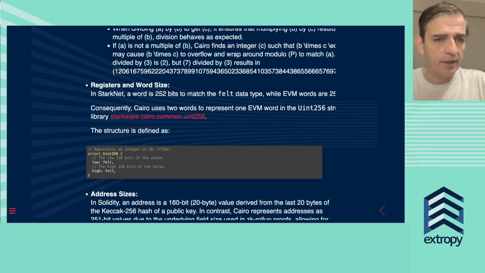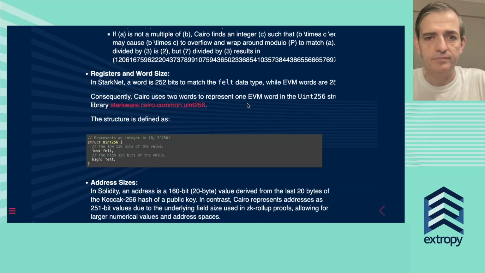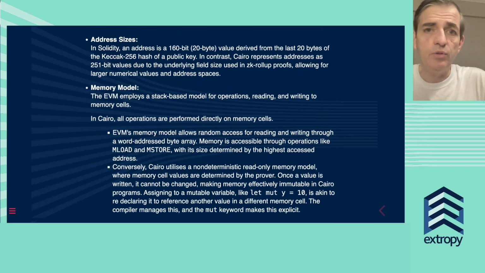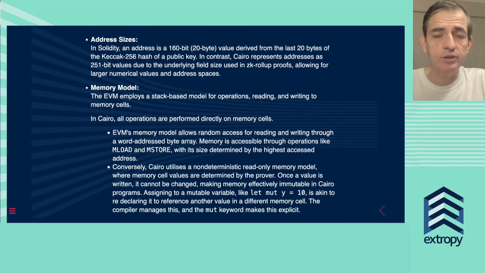And there are libraries that allow us then to manipulate an instance of this struct, and if, for example, we want to do addition, it will do the addition correctly for us. Addresses are also different. In Solidity we have a 20-byte address which is derived from a hash of a public key. In Cairo the address size is different, so this is based on the felt, the native data type, and so we effectively get larger numerical values for that.